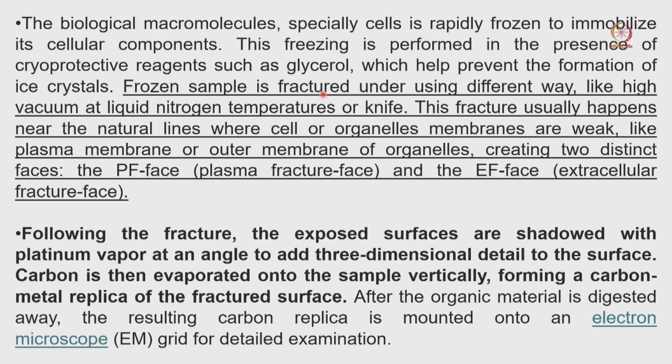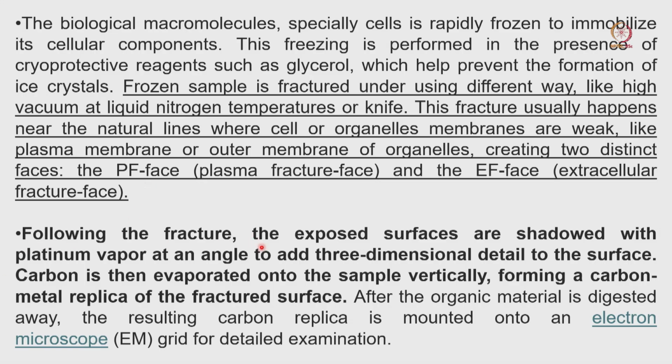Then the frozen sample is fractured in different ways, like under high vacuum at liquid nitrogen temperature, or using a knife. This fracture usually happens near the natural lines where cell or organelle membranes are weak, like the plasma membrane or the outer membrane of the organelles, creating two distinct phases: the PF phase, that is the protoplasmic fracture phase, and the EF phase, that is called the extracellular fracture phase. I will show you that when I have some of those images and diagrams.